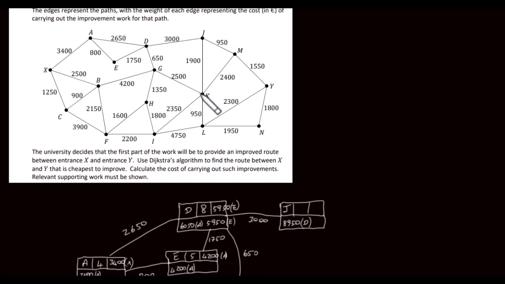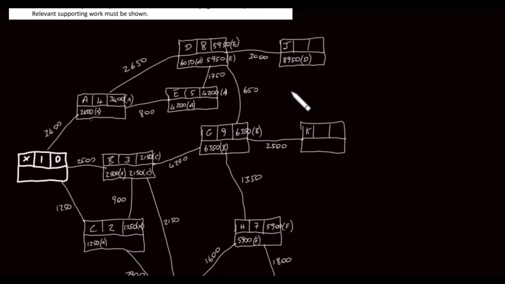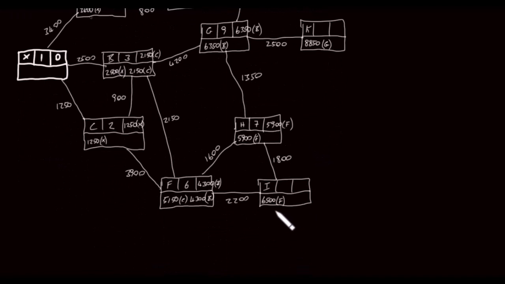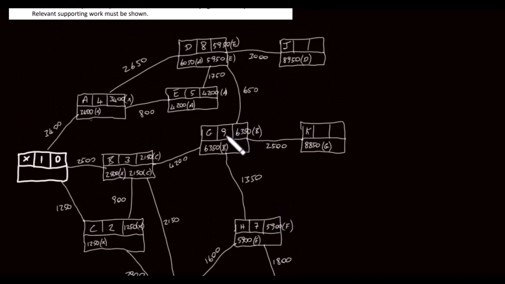Is it? G is connected to K and H. D we already have. H we already have. So K is the only new one really. Okay, so let's just add those two then. We've got to add 6350 to 2,500. That's 8850, and that came from G. We have 8950, 8850. We have 6500. Okay, so we're on number 9 up here.